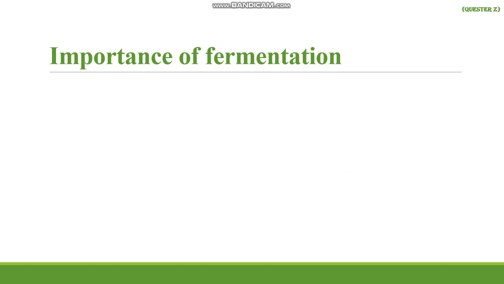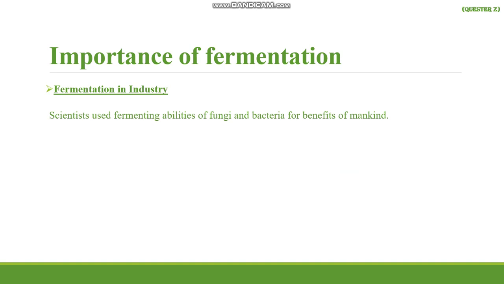Importance of fermentation in industry. If we talk about the importance of fermentation in industry, it means this process is used in the industry to get some products for the welfare of mankind. So scientists use the fermenting abilities of anaerobes, the process of anaerobic respiration. Fungi or bacteria perform this process, and scientists use them for the benefit of mankind.